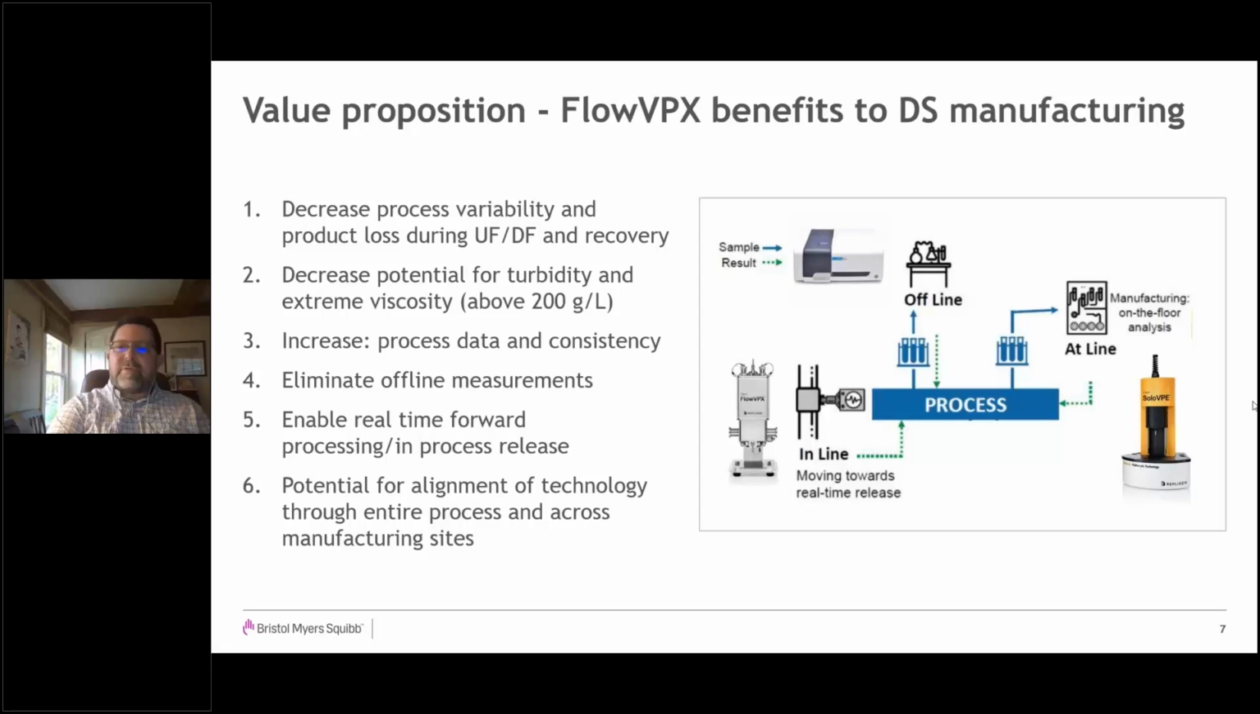Enable, and this is something we're working towards, real-time forward processing and in-process release, and potential alignment of technology across the entire process and across manufacturing sites. That's sort of a holy grail, in a sense: if everybody was using a similar technology at your manufacturing plants, that can make tech transfer of, say, release methods for A280 concentration much simpler, because maybe you're all using a VPX and Solo UV-Vis system. That makes things very simple, as opposed to a gravimetric A280-based system.